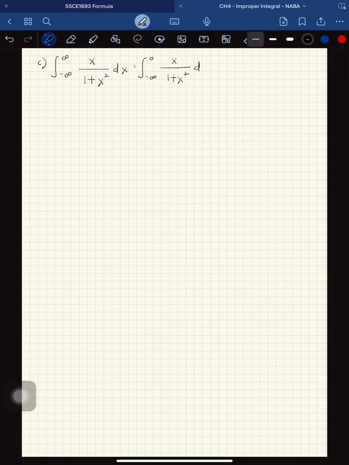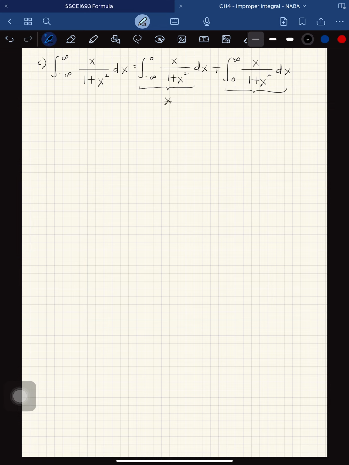So the integral from negative infinity to 0 of x over 1 plus x squared dx, plus the integral from 0 to infinity of x over 1 plus x squared dx. You need to separate these two, and then you can choose either one to solve first. You just need to solve one first.